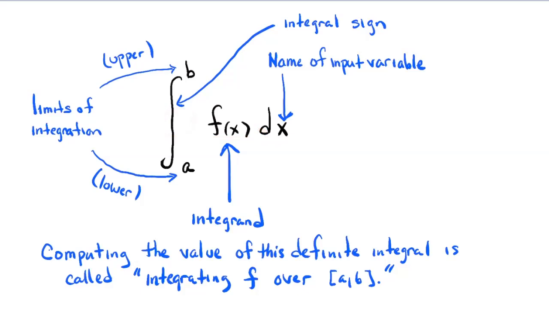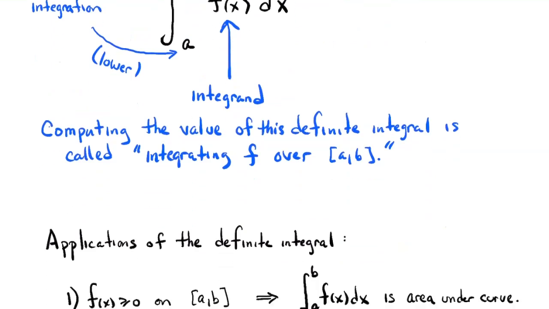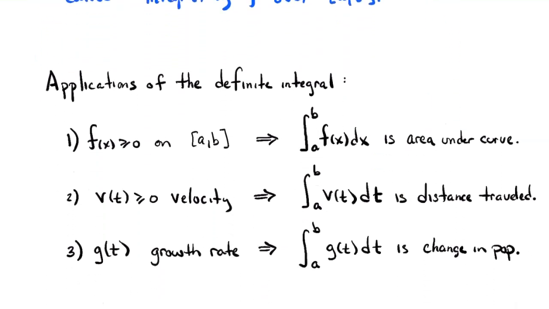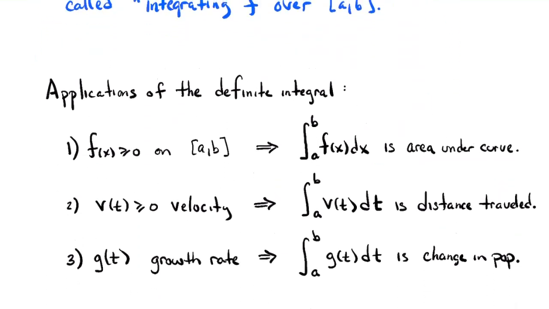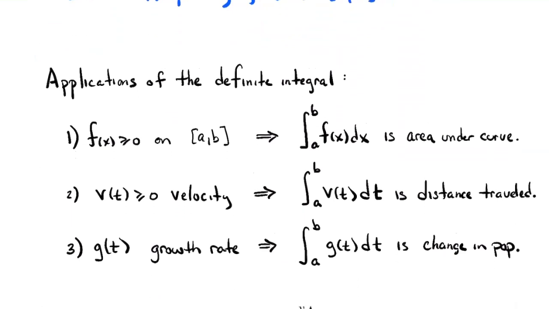Okay, so that's just the nomenclature of the definition. What are some applications of this definite integral? As motivated in section 5.1, if your function is greater than or equal to 0 on a, b, then this definite integral just represents the area under the curve. That was one of our motivating examples of why we were even looking at Riemann sums.